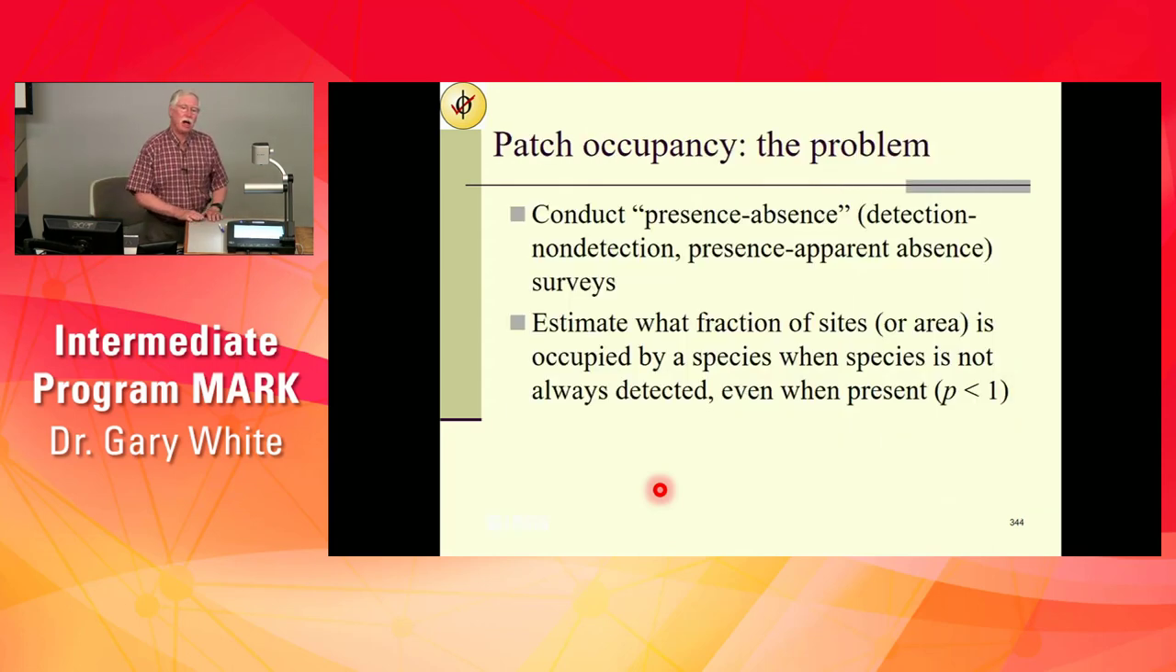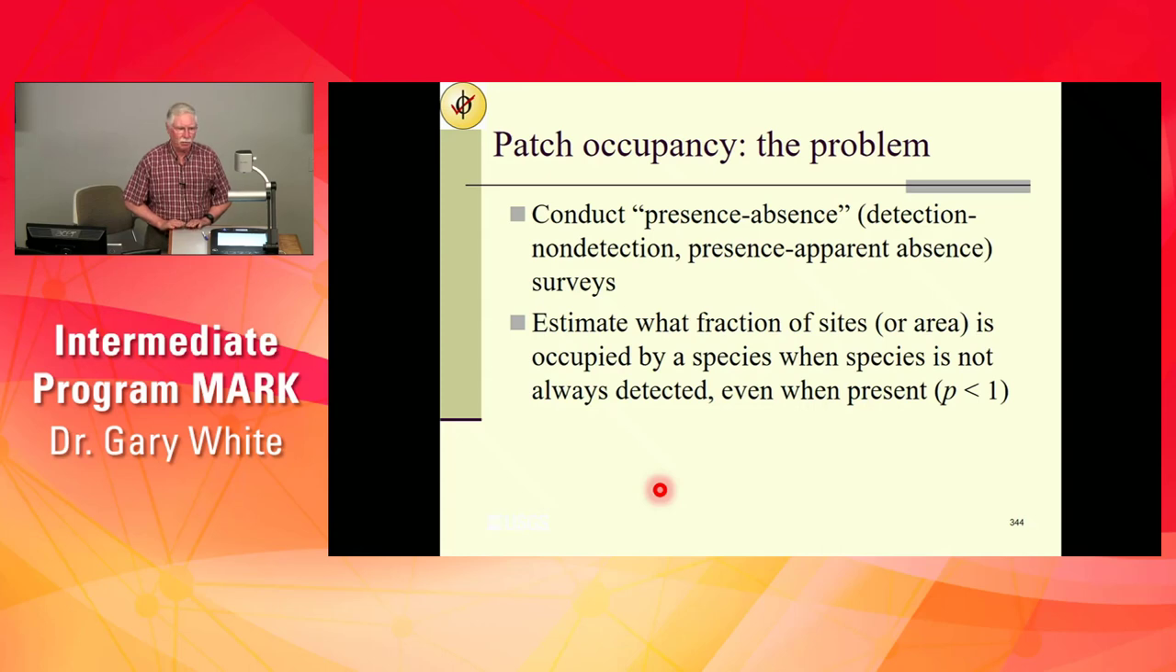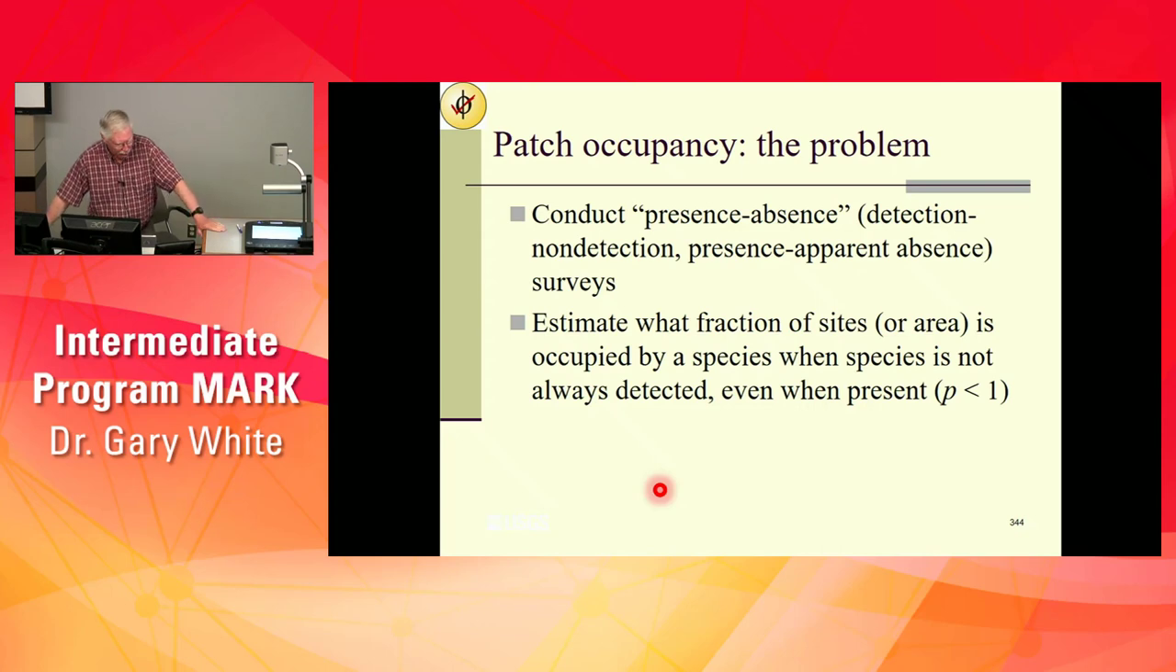So the idea behind occupancy is we're going to go out. The simplest case, we have all kinds of twists on this, but the simplest case is you've got sites that you're going to sample. Let's suppose we want to search for prairie dogs in Colorado, and we're going to set up 1 kilometer squares. The reason we use 1 kilometer squares rather than 1 mile squares is so we don't match up with the land survey system, and so we avoid sample bias because of that.